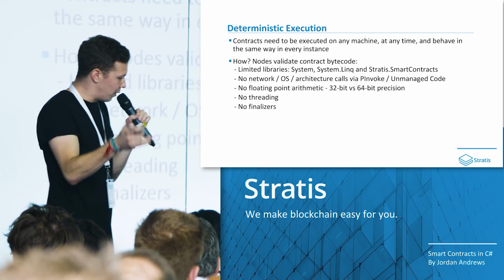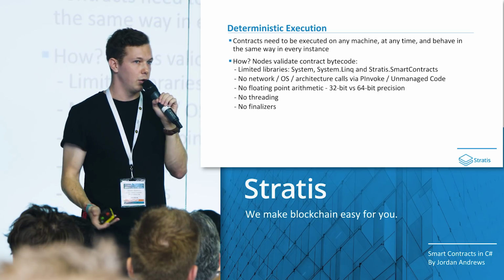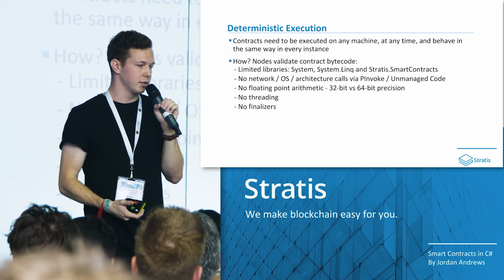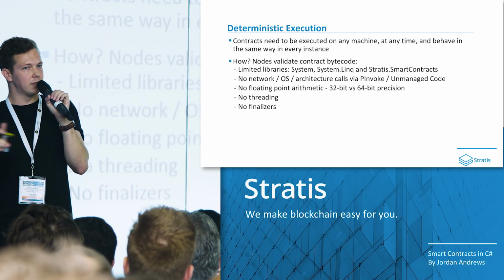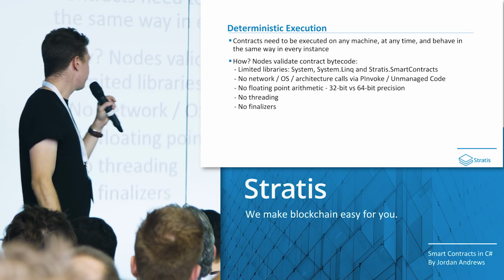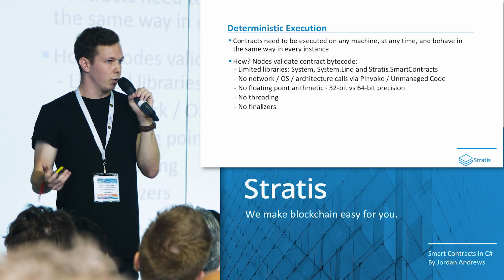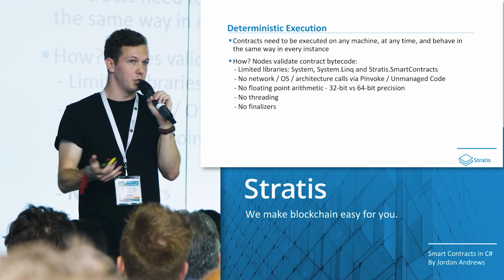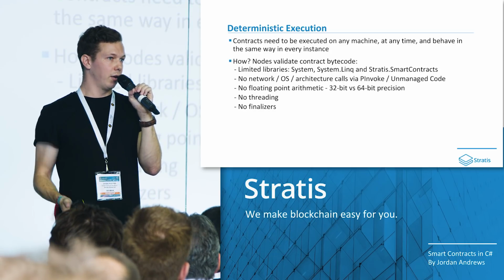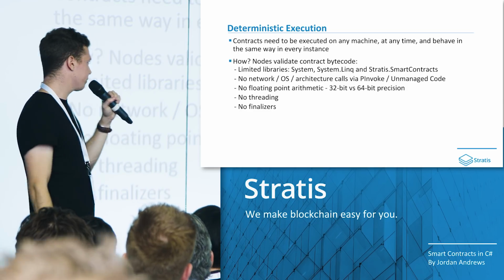Just some examples of things that we do. The first one is we limit the number of libraries that can be used. So in C#, you can only use System.Linq and Stratis.SmartContracts. This might not seem like a lot, but it actually provides you with more functionality than Solidity out of the box. You're not allowed to make any network, operating system, or architecture calls. Obviously, these are things that could cause issues with determinism. So we detect these, again, at the bytecode level. In .NET, these are pretty easily recognized as P/Invoke or unmanaged code calls.